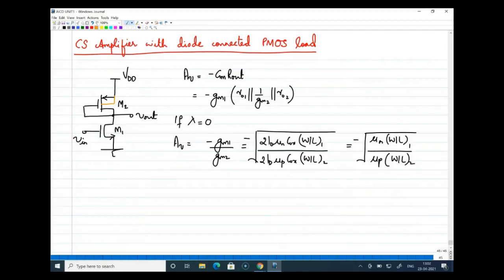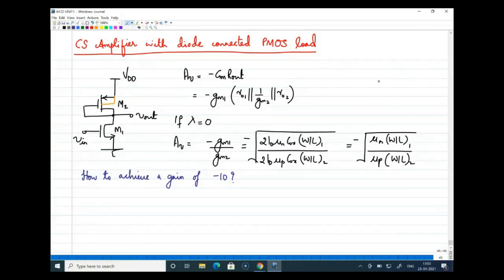Now let us think of a practical case where I need an amplifier with a gain of 10, or a gain of minus 10. So the question is how to achieve a gain of minus 10. We have the expression with us. To achieve a gain of minus 10, you should know what values of W by L and what values of mu n and mu p you should have.